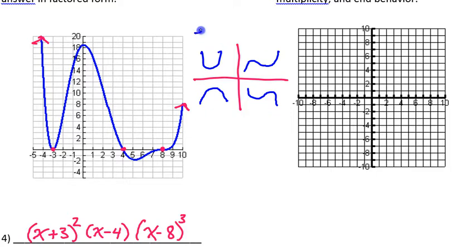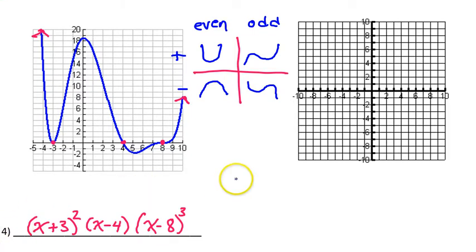These two are for even functions, and over here odd functions have one of these end behaviors. And these are the positive versions, and these are the negative versions. So with both ends pointing up, that's like this parabola here. So that means, by the way, this was an even function. And it's a positive, so I do not need a negative on this. So that was it for number 4.